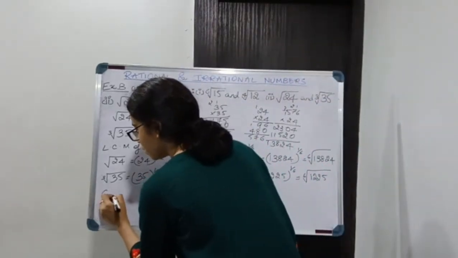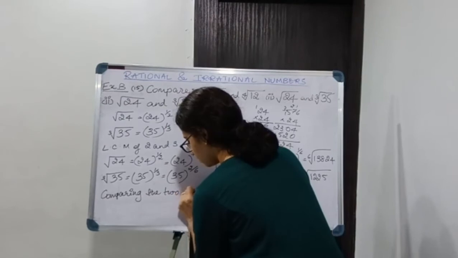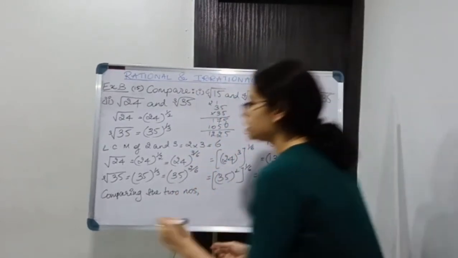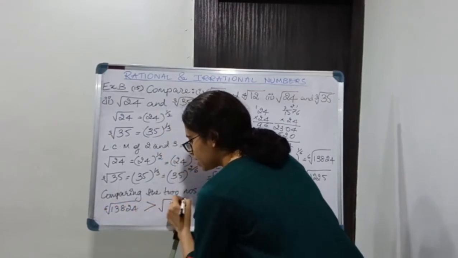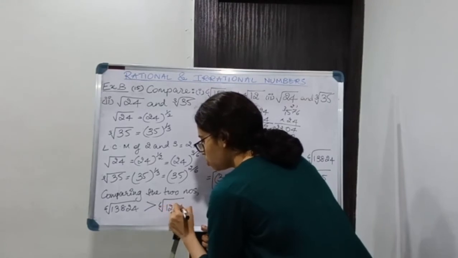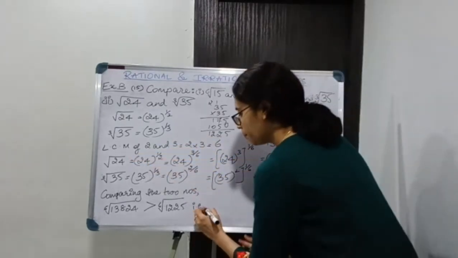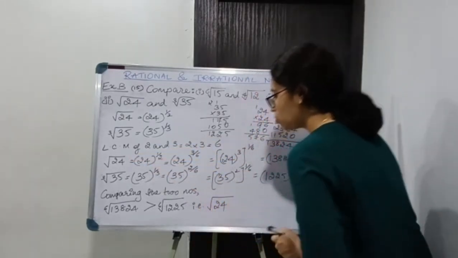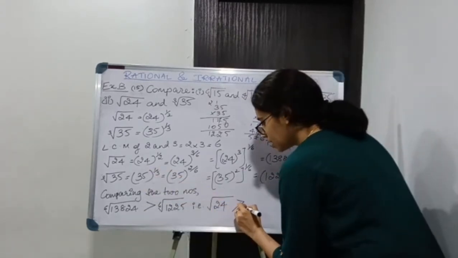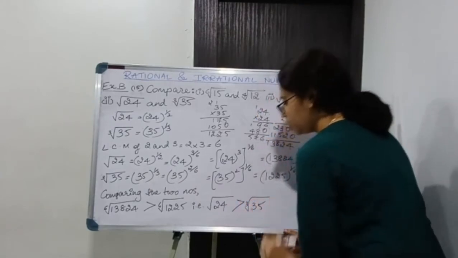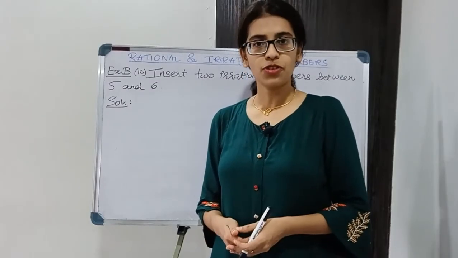So comparing the two numbers, what do we see? 6th root of 13824 is bigger than 6th root of 1225. That is, I'll replace with the original numbers. 6th root of 13824 is going to be square root of 24, which is bigger than 6th root of 1225, which is cube root of 35. Moving on to question number 16.